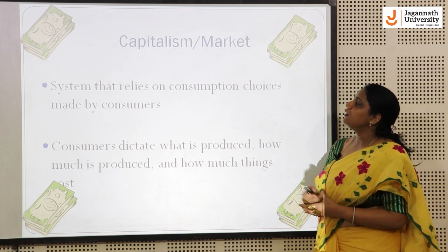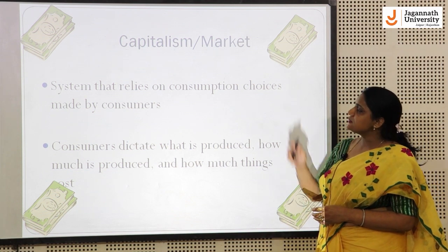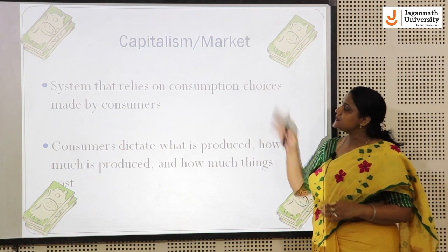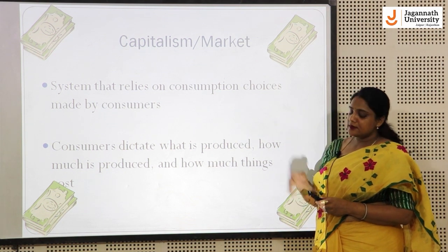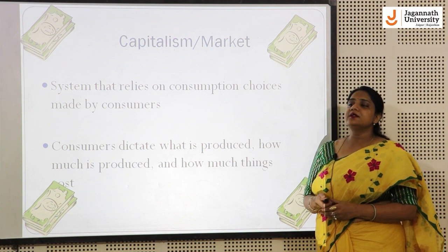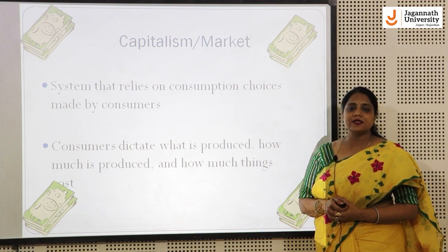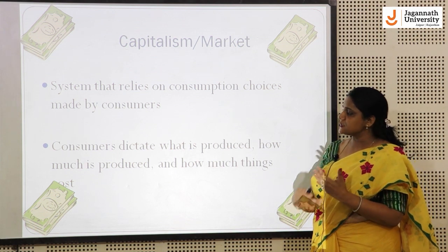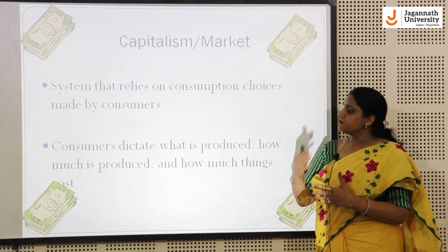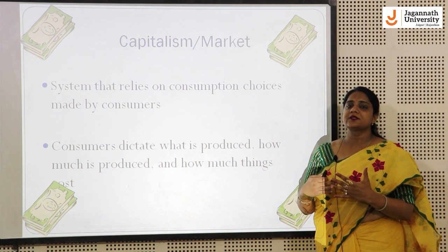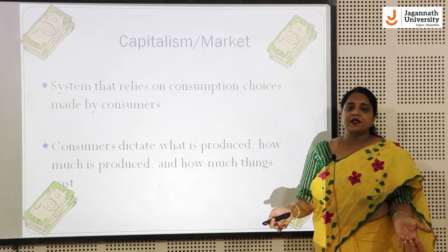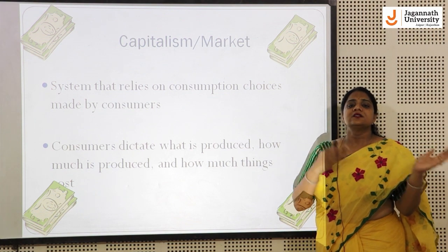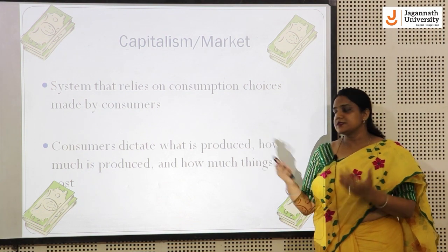So here, let's take capitalist. Capitalist economic system. Basically, in the capitalist or market economic system, the choices made by the consumers will decide the production of goods and services. So how the resources will be utilized, how they will be produced, what kind of products and services will be distributed in the market, and for whom, will be decided by the demand and supply forces of the market.